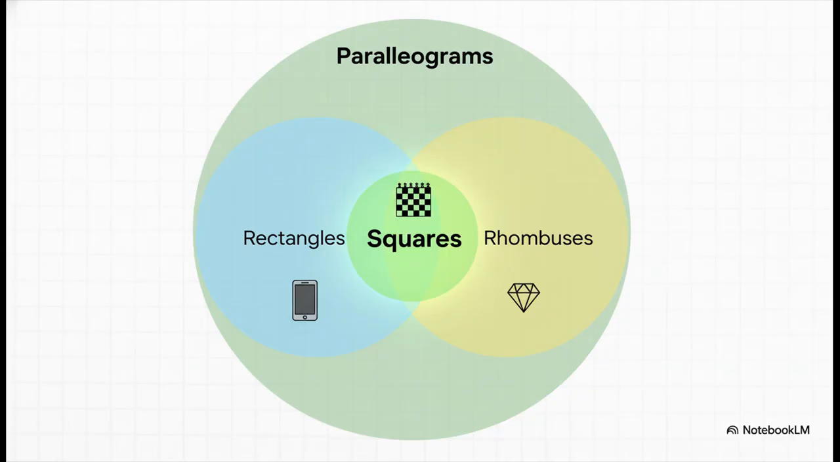And this Venn diagram, this just makes it all crystal clear. That big outer shape represents all the parallelograms. Inside, you've got the circle for rectangles and the circle for rhombuses. And see that little section right in the middle where they overlap? That's the square. It proves visually that every single square is also a rectangle and a rhombus, which makes it the most exclusive member of the family.